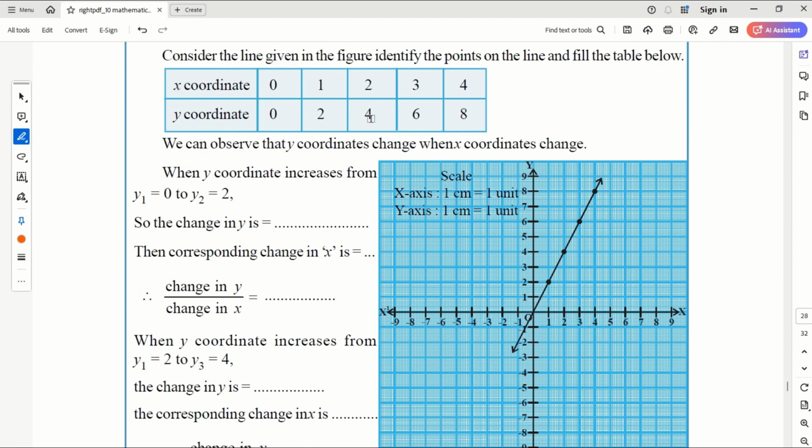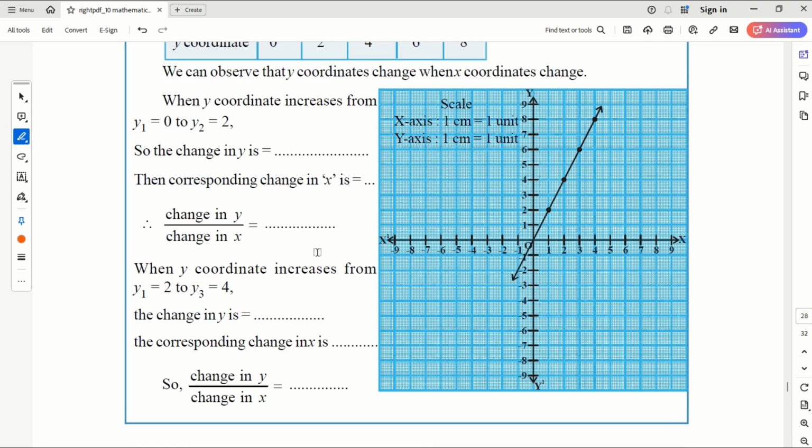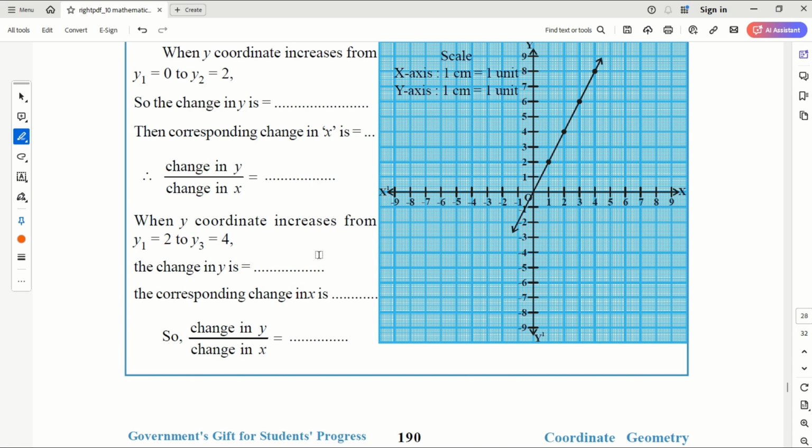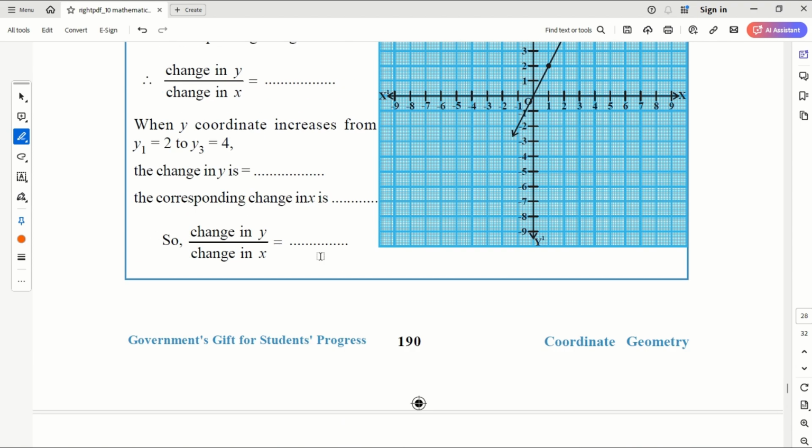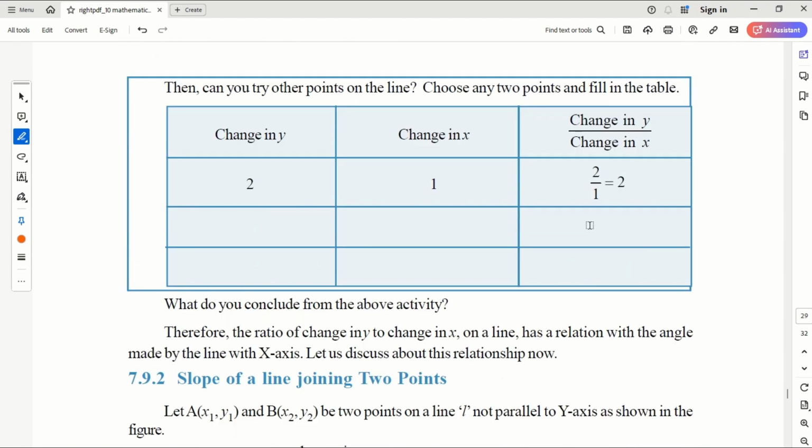And similarly, here 4 minus 2 is 2, 2 minus 1 is 1. So 2 by 1 again. 6 minus 4, 2, divided by 3 minus 2, 1. Or you take this, 8 minus 2, 6, divided by 4 minus 1, which is 3. 6 by 3 is also 2, right? So everywhere the change in y divided by change in x is always constant.